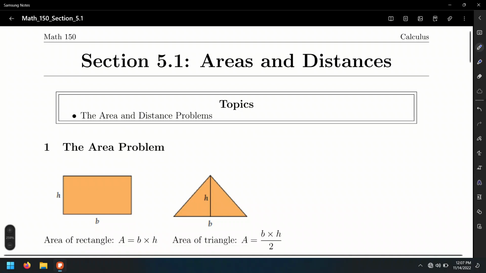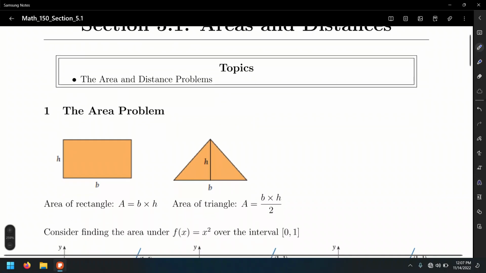So, the area problem. Well, basic elementary school geometry: find the area of a rectangle. That's simply the product of the length of the base times the width, or the height, rather. The area of a triangle: area equals base times height divided by 2. What else do we have for area? I mean, area of a circle, pi r squared.